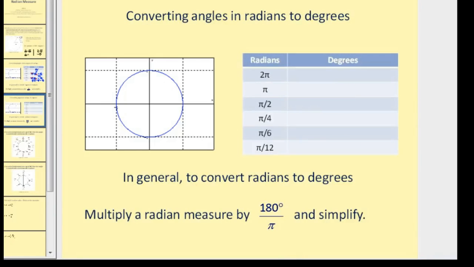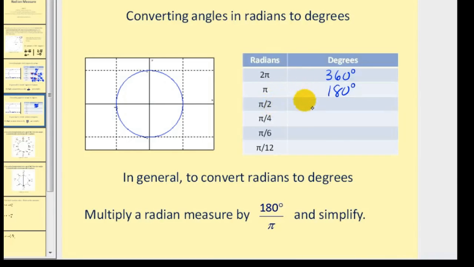Let's do the opposite now. We'll convert from radians to degrees. Notice often when an angle is given in radians, the units are not given. It's assumed they're radians. Again, 2 pi radians is equal to 360 degrees. That's a given. Half of 2 pi is pi, so half of 360 would be 180 degrees. Let's go ahead and show this one.